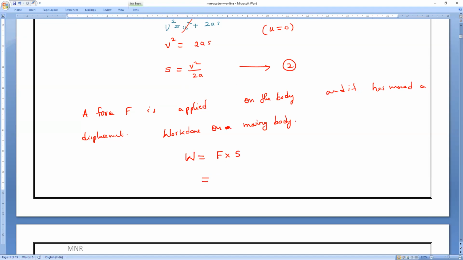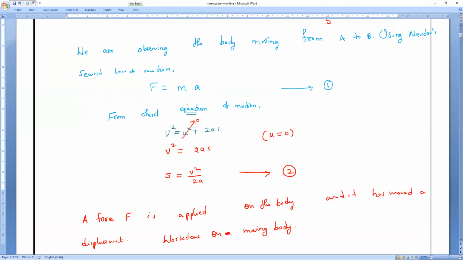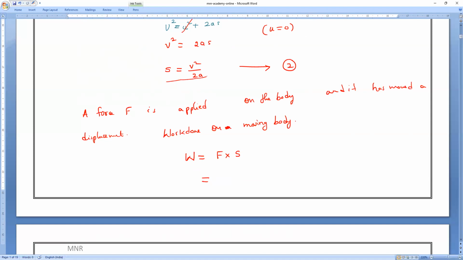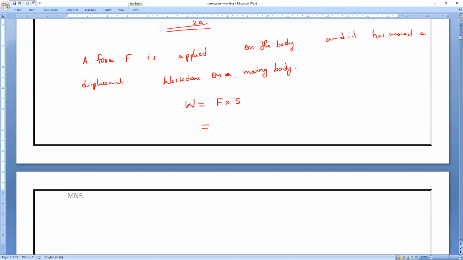So now, what is our first equation? F is equal to what? m into a. Second equation, displacement is equal to what? v square by 2a. So m into a into s is equal to what, everybody? m into a into v square by 2a. Clear? All of you?